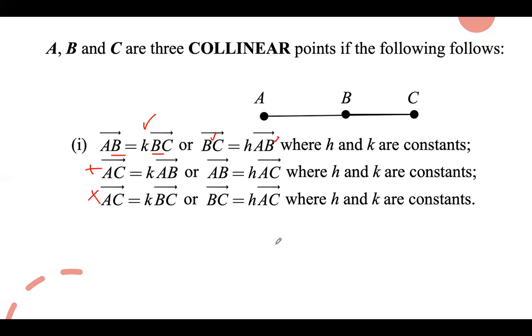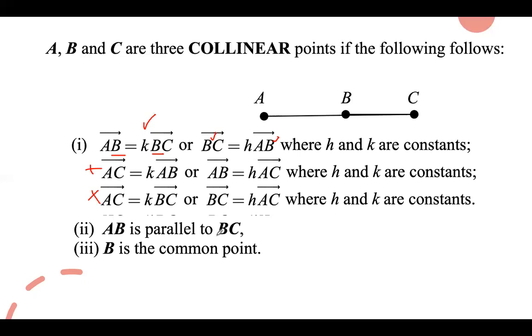The other point that you need to stress is AB is parallel to BC. From here, we can say that AB equals kBC. And then number one, you need to add one more: B is the common point. If B is not a common point, maybe AB is parallel to BC but not on the same line. So these are the 3 points that you need to show if the question asks you to show collinear of 3 points.